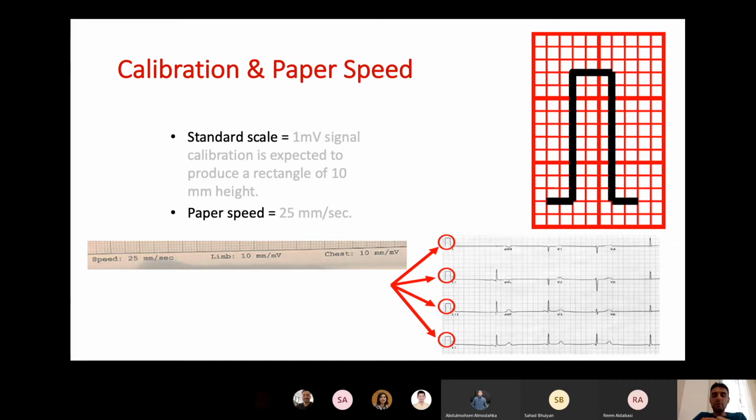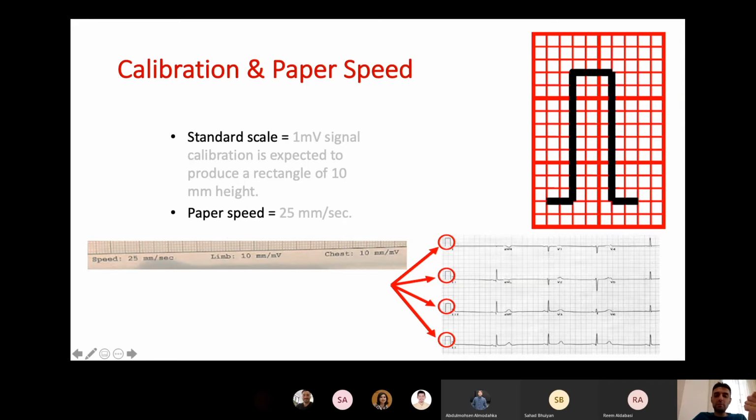And then next, like one of you said, the calibration signal and the paper speed are important, because if they are different, then the ECG would look different, and you may over-interpret the ECG. For the calibration signal, you will see a rectangular box at any edge of the ECG. Usually it should be 10 small squares in height, which means each millivolt would produce a signal of 10 millimeters in height, which is the standard scale.